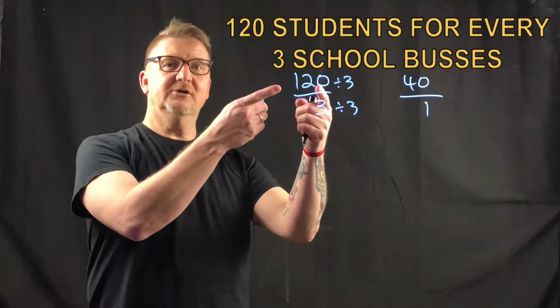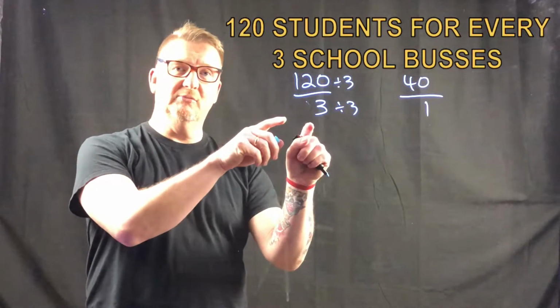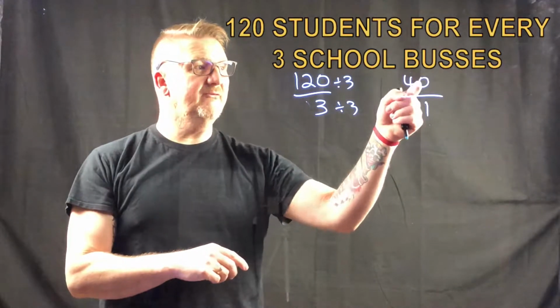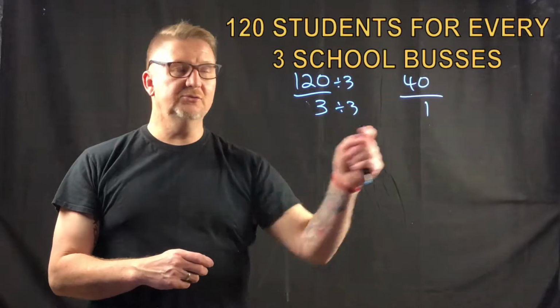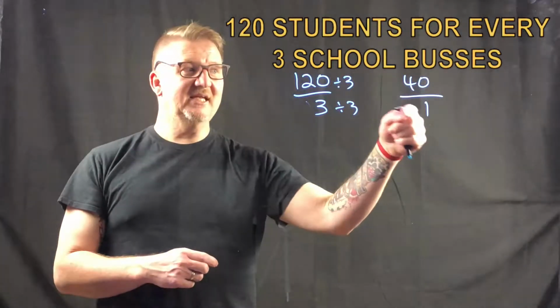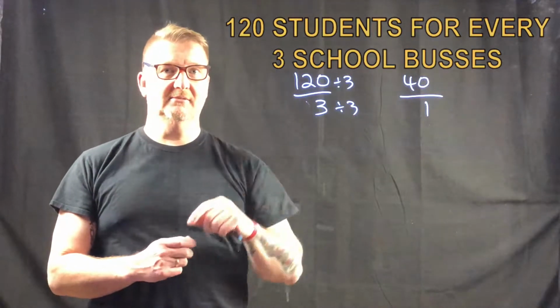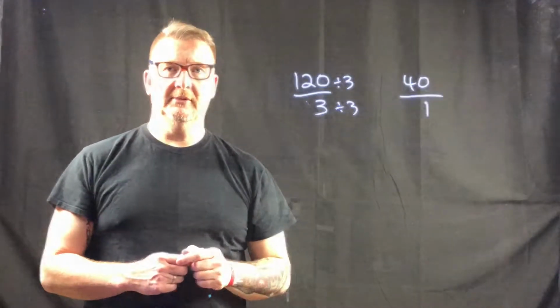So if I have 120 students for every 3 school buses, that means I can put 40 students per bus. Okay? 40 students per bus. This is the same ratio as this. It's just this is a unit rate.